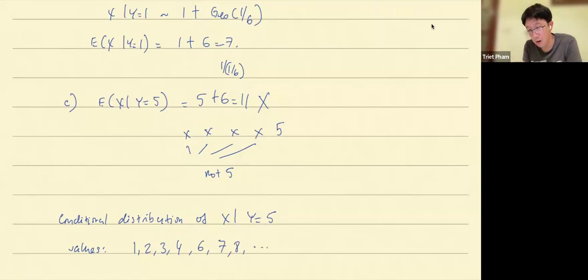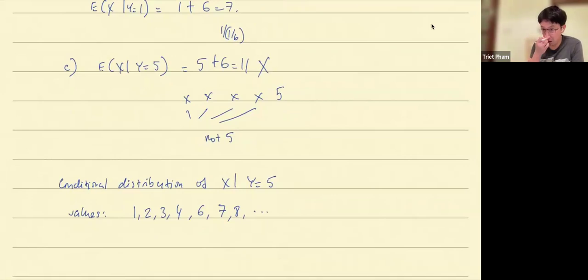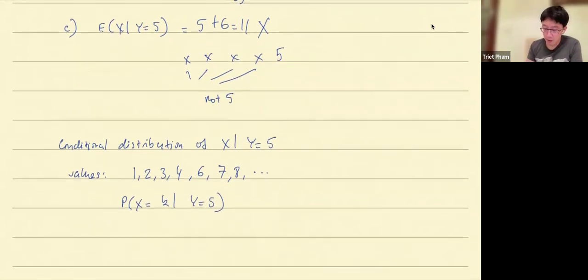All right. So those are the possible values it can take. Then you have to write down the probability that X equals these values given Y equals 5. And again, these are things that you have to really think about. For example, what's the probability X equals 1 given Y equals 5?